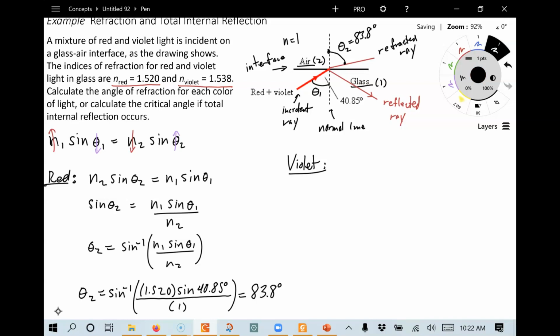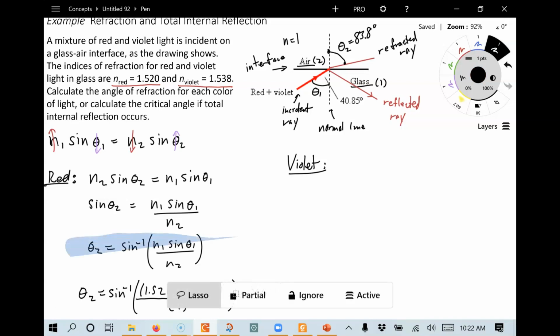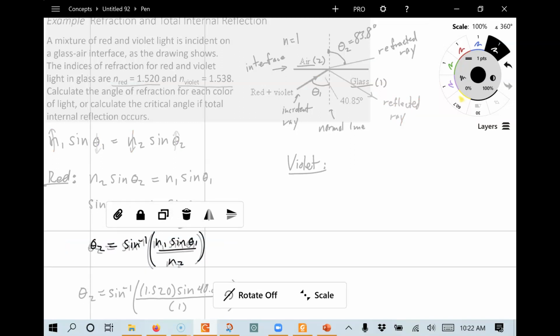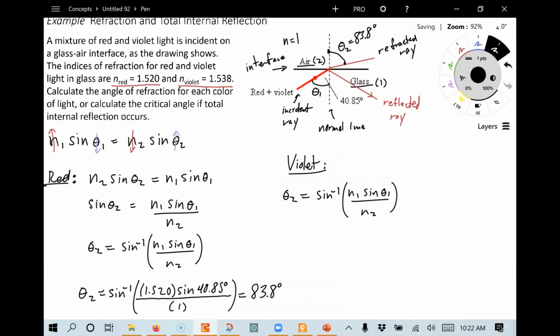So for violet, we're going to have the same formula again because it's the same scenario. So we're going to use this. And this time we're going to just put in our values, see what we get. Sine inverse. Now for violet, the only thing that changes is the index of refraction. It's slightly dependent on color. It's larger for the shorter wavelength light. So violet is 1.538. And that's going to be the same incident angle, theta 1 is 40.85 degrees. And again, we're going to divide that by n2. That's just 1, the index of refraction for air.